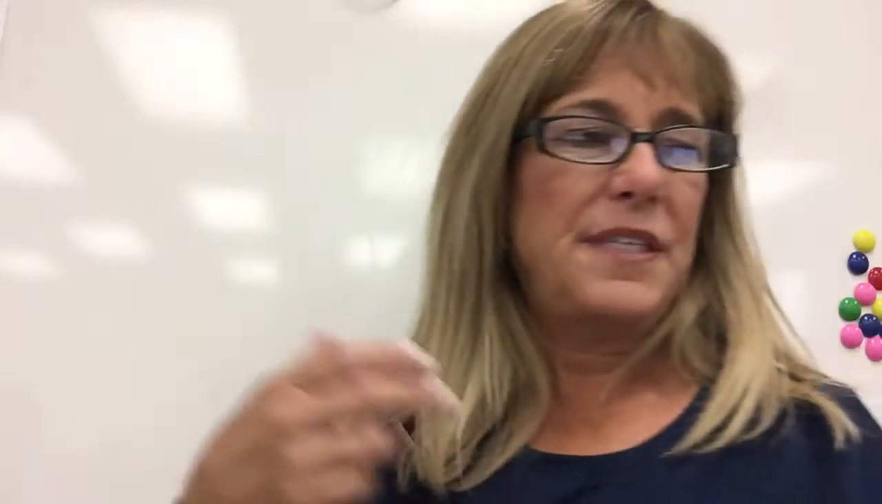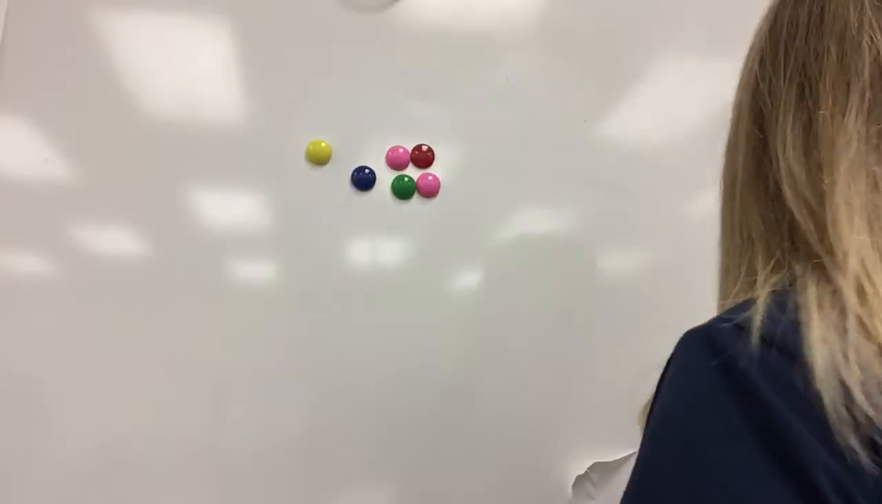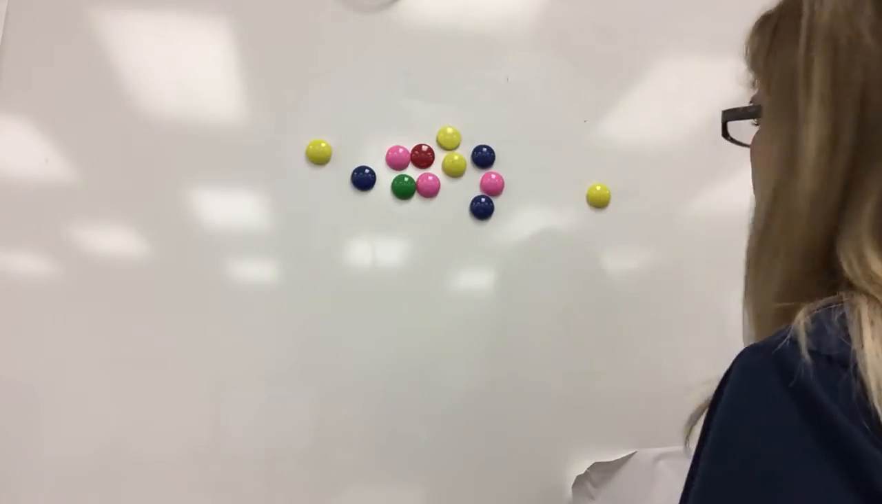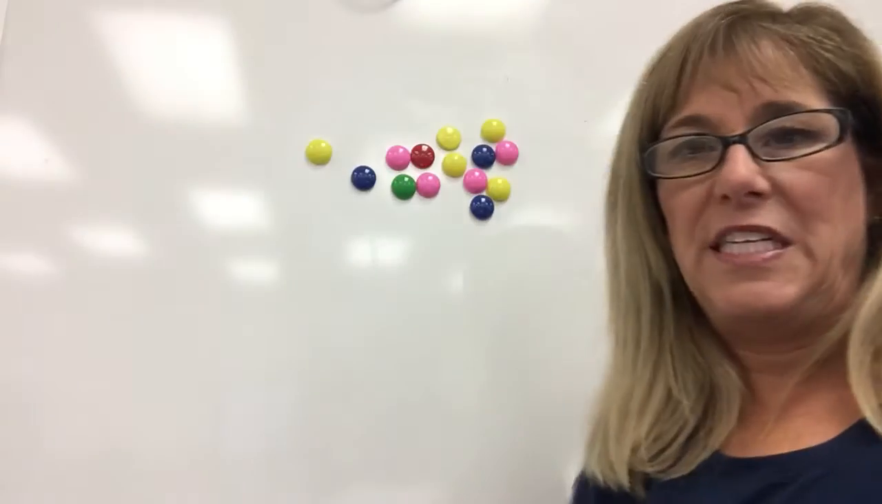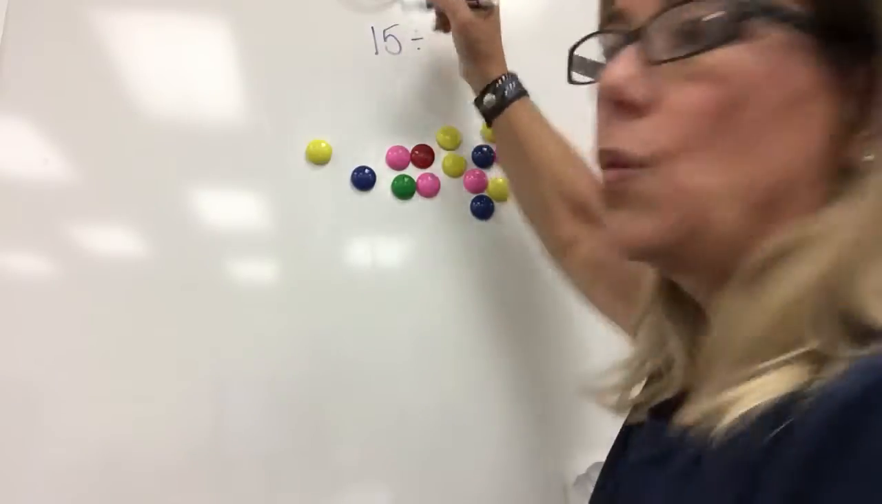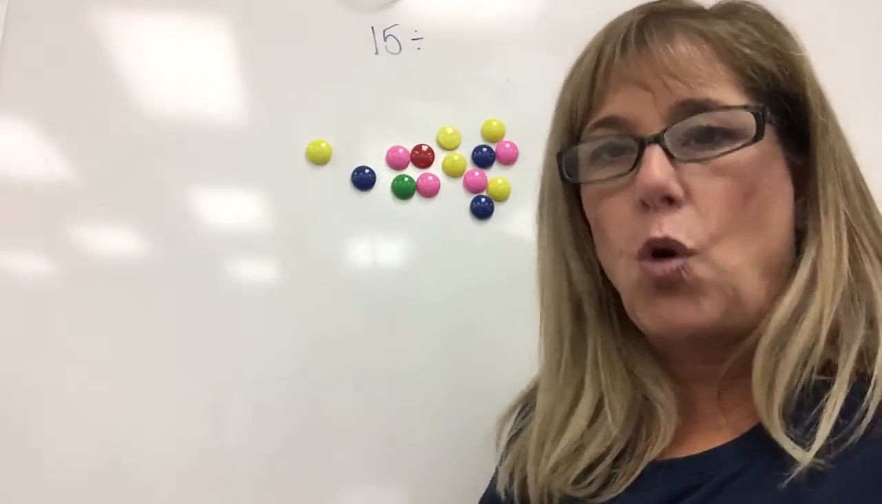The first problem says Rick puts 15 tennis balls into cans. So that's his total. He has 15 tennis balls. Each can holds 3. You're going to circle the groups of 3 to show the balls. Okay, so watch. 1, 2, 3, 4, 5, 6, 7, 8, 9, 10, 11, 12, 13, 14, 15. There's my 15 tennis balls. So my total is 15. When I have a division problem, I have the total first.